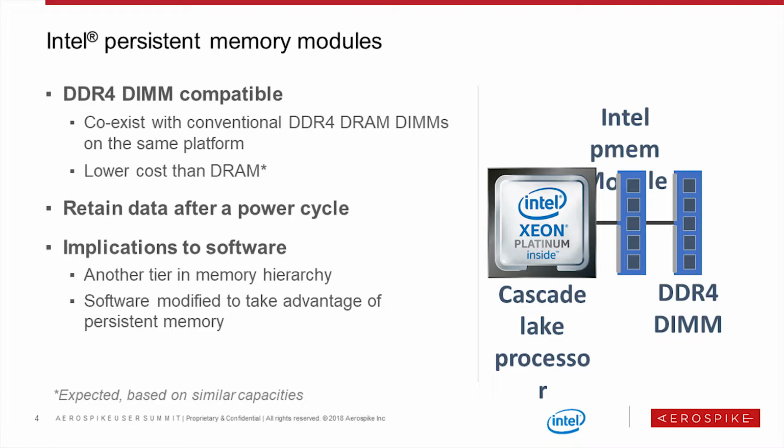So taking a look at the memory modules, it looks like the diagram got a little messed up, but these memory modules are DDR4 DRAM DIMM compatible. They will sit in your system right next to your DRAM memory. They're electrically, physically the same. They are expected to be lower cost than DRAM. There's a side note, they're expected based on similar capacities. And the really cool thing is they retain data after a power cycle.